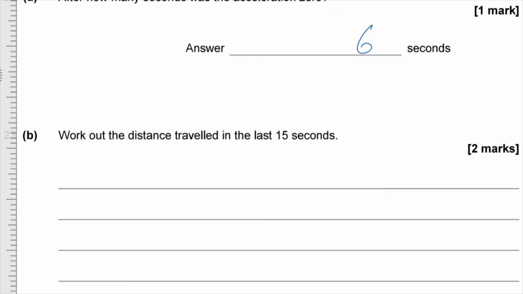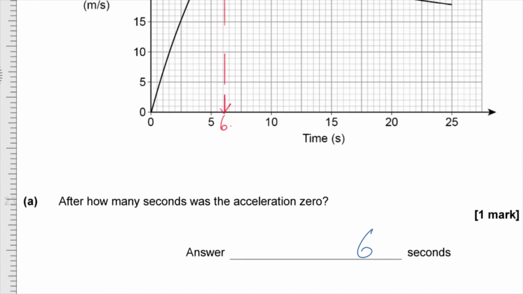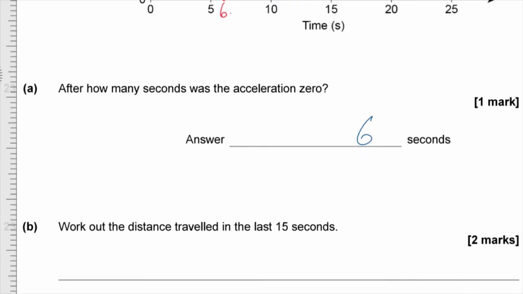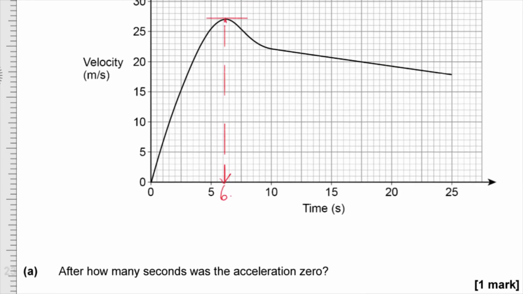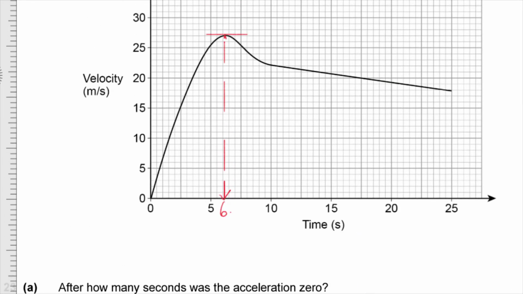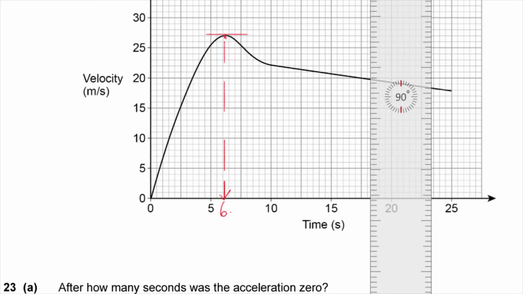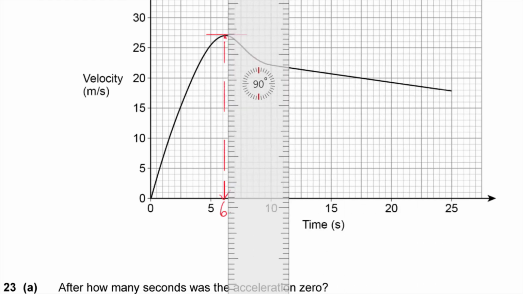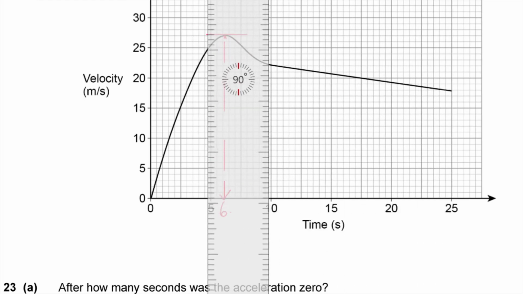And then it says work out the distance travelled in the last 15 seconds. Now distance travelled is the area under a velocity time graph, and the last 15 seconds is, so 25 seconds less 15 is 10. So it's this section here.